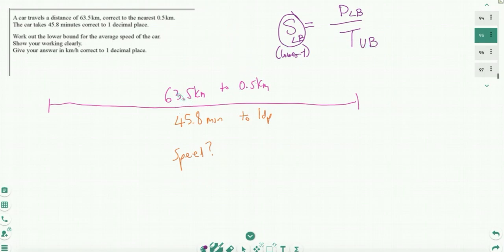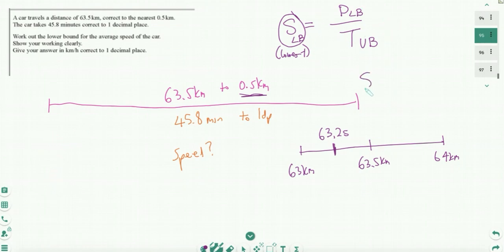So we need to find the lower bound for the distance. Our distance is 63.5 kilometers to the nearest 0.5 kilometers. So we're going to add 0.5 kilometers, which will be 64 kilometers, and subtract 0.5 kilometers from 63.5, which is 63 kilometers. And we're trying to find the lower bound. The middle of 63 and 63.5 is 63.25, and that's going to be the lower bound of the distance. So to find the lower bound of the speed, we're going to use 63.25 kilometers as our distance.